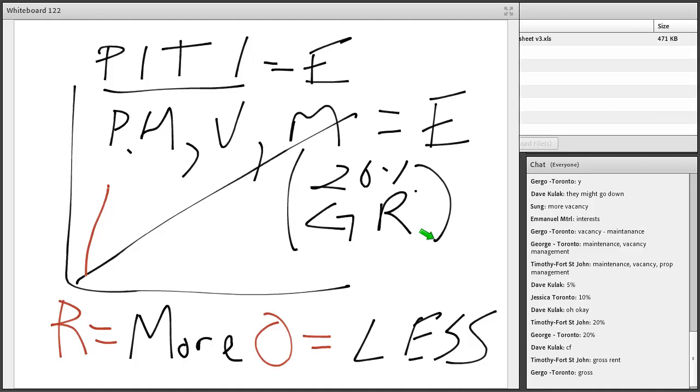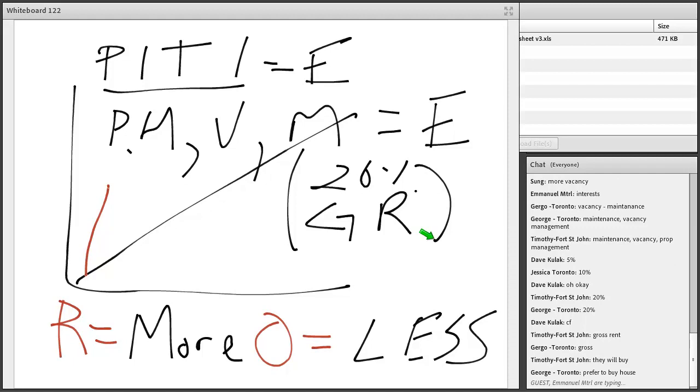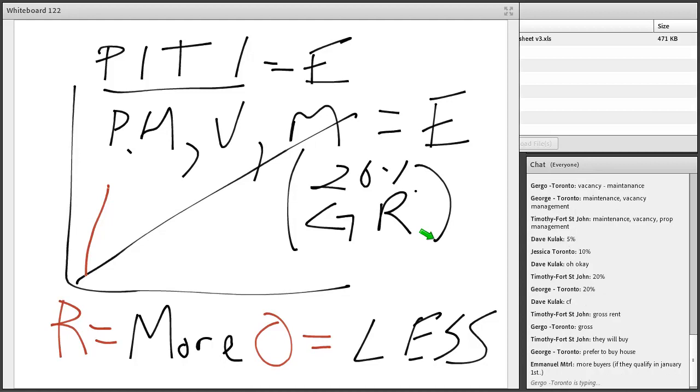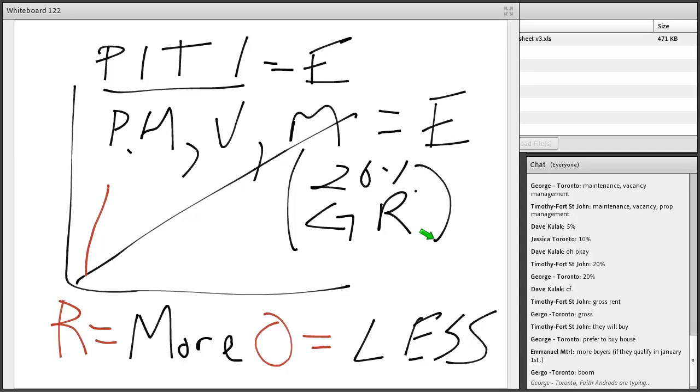Think about it. If renters in an area find it would cost them less to actually own than rent, what's going to happen? They will buy. Excellent. So if they prefer to buy, what happens to the cash flow? What happens to the market? But what's that going to do? We'll come back to that.